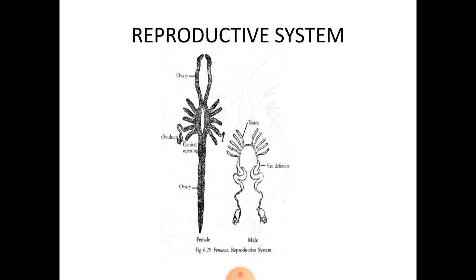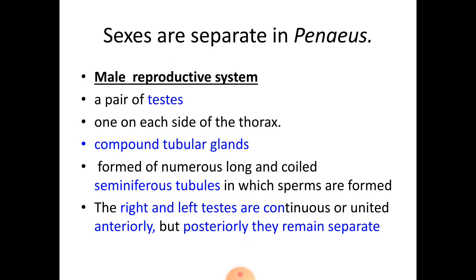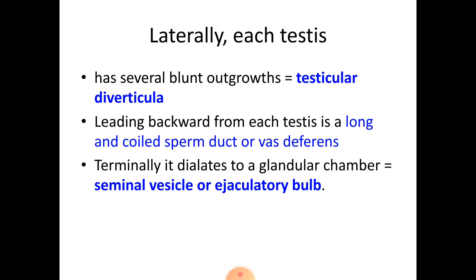Next is the reproductive system, where sexes are separate, and the male reproductive system consists of a pair of testes, which are compound tubular glands. It is formed of numerous long and coiled seminiferous tubules in which sperms are formed. Here the right and left testes are continuous or united anteriorly, but they remain separate posteriorly, which is opposite in the case of ovary.